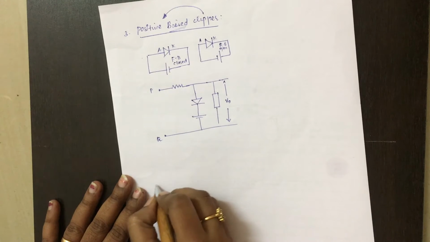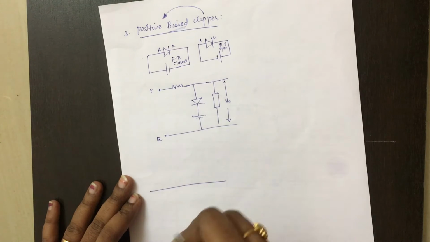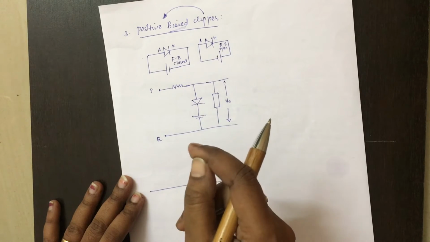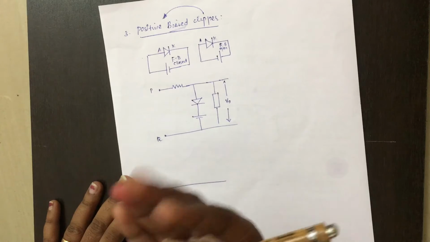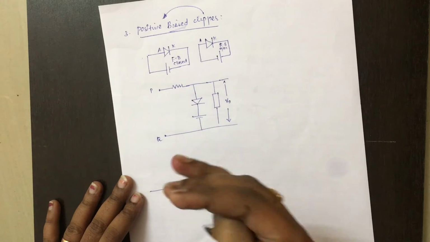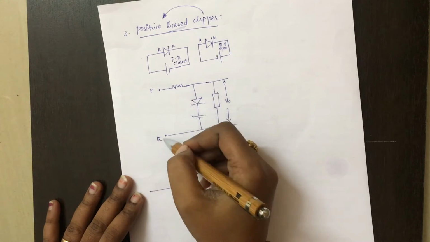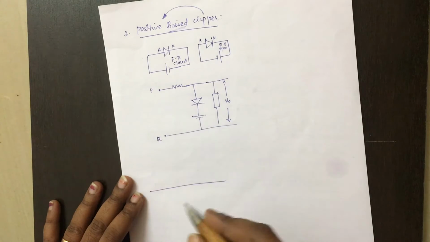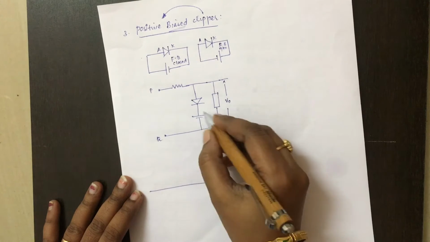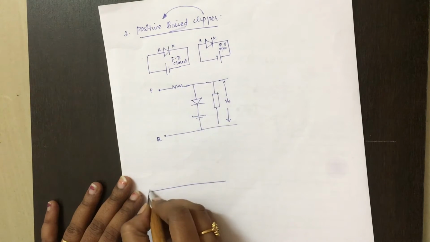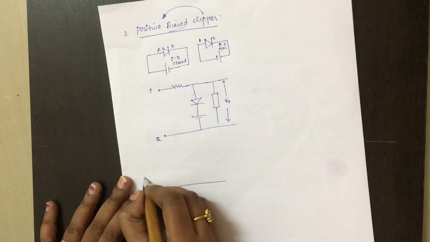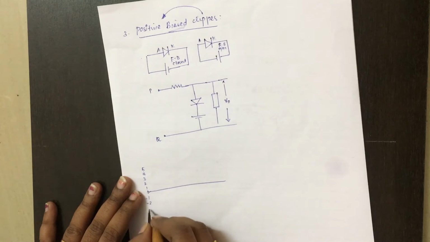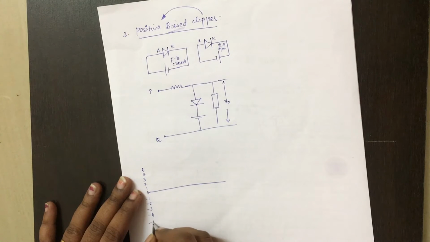Here let me draw the waveform. In the positive clipper and negative clipper, we do not consider each voltage level of the input. We just consider whether it is a positive waveform or a negative waveform, and according to that, P and Q will vary. But here we have to consider each voltage level of the input signal, because there is a battery connection. So 0, 1, 2, 3, 4, 5, and minus 1, minus 2, minus 3, minus 4 and minus 5.